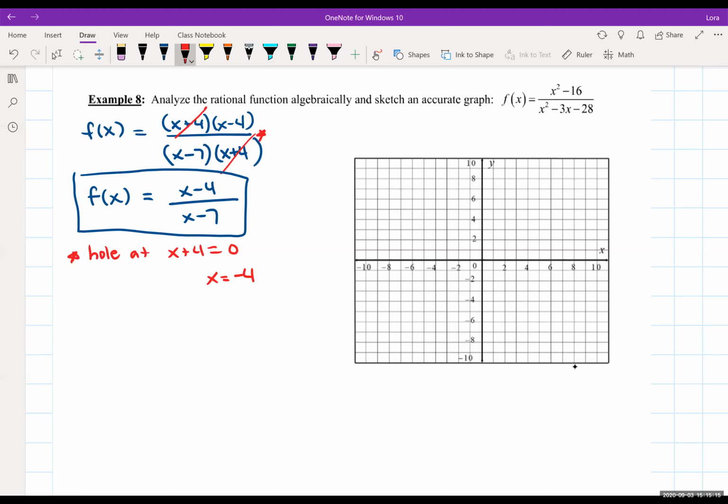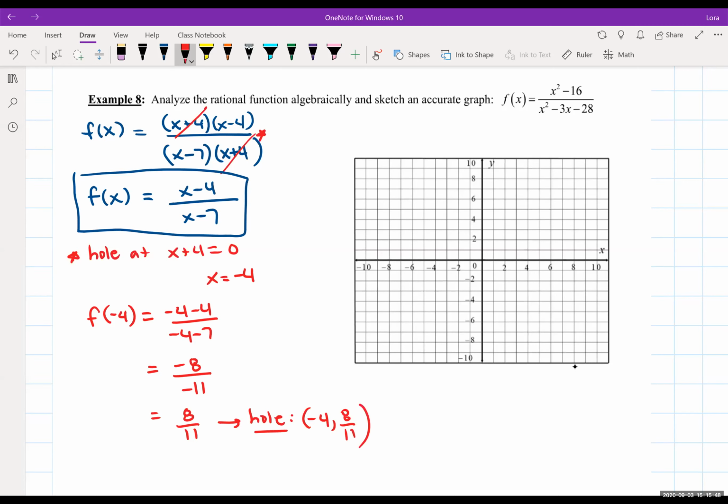So if we want to find the y value, we plug negative 4 into our reduced function. That would be negative 4 minus 4 over negative 4 minus 7, which gives us negative 8 over negative 11. Then divide out the signs. Negative over negative is positive. So we have 8 over 11. So the coordinates of the hole will be negative 4 and positive 8 over 11. So that's something we'll want to address later.